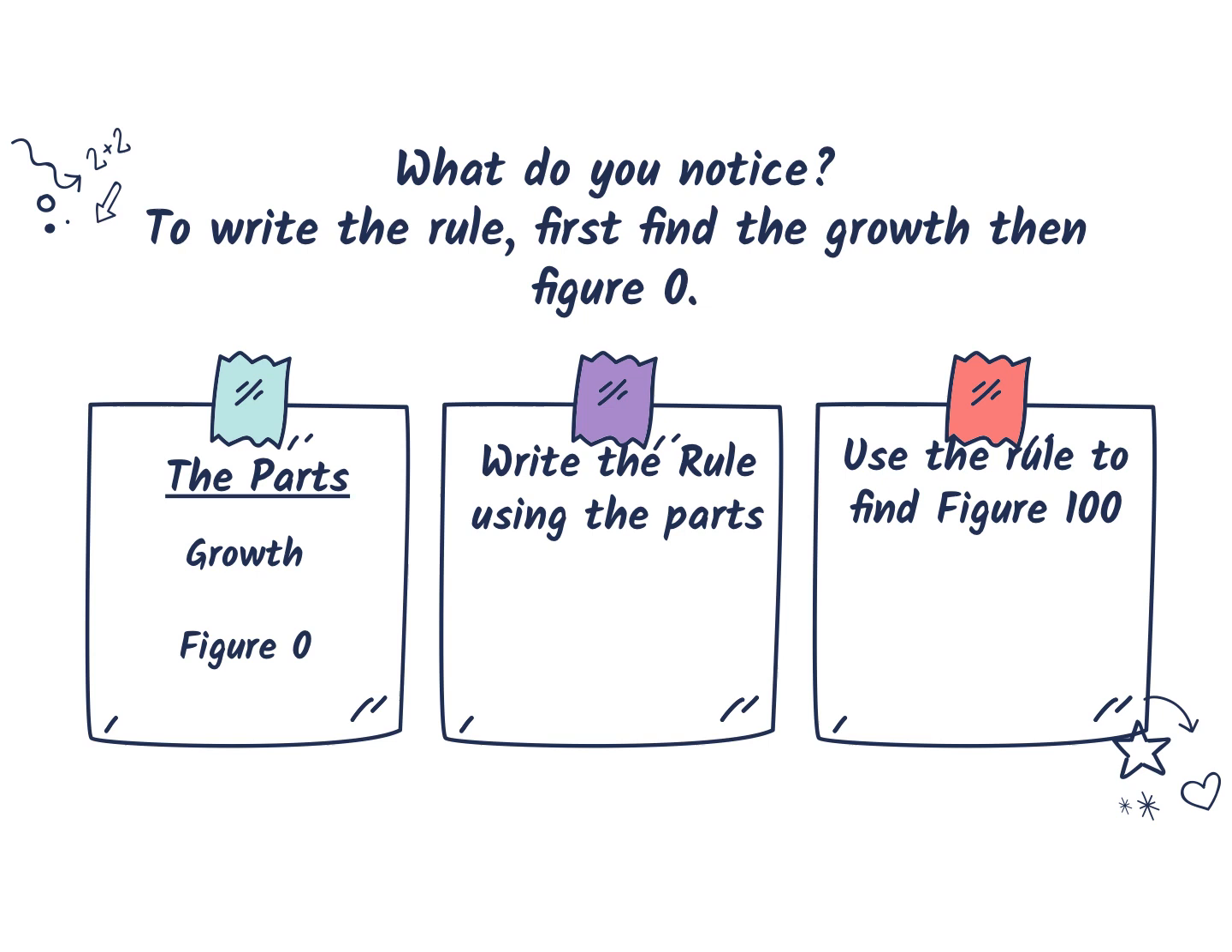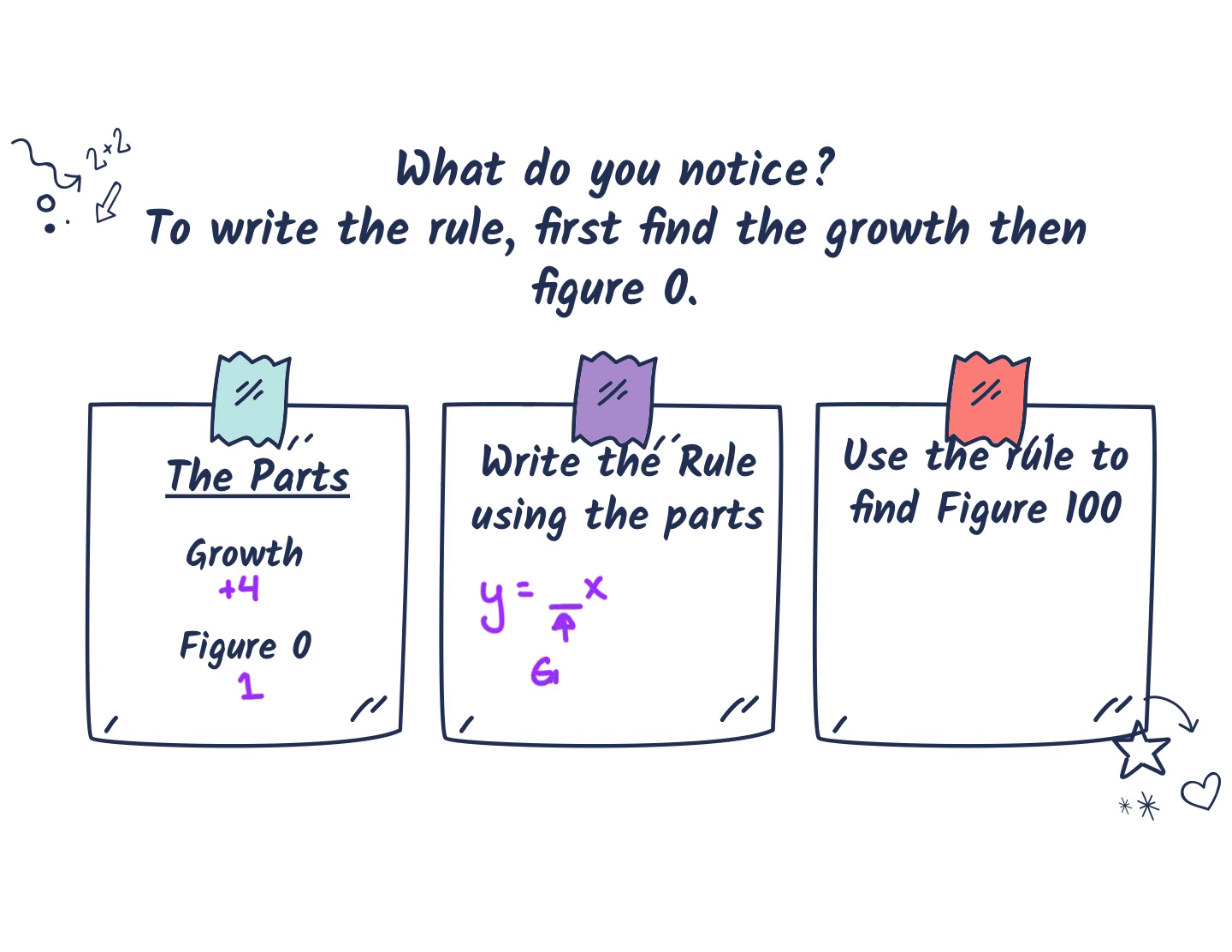We're going to write the rule again. So let's talk about our growth. Let's talk about the different parts that make up our equation. Our growth, again, was +4, and the number of tiles in figure 0 was 1. So as we write our rule, again, we are always using y is going to be equal to. Now, we always want x, and this right here is going to be our growth.